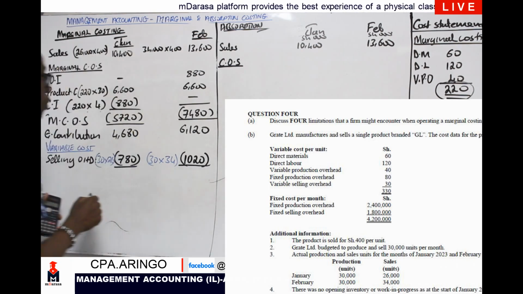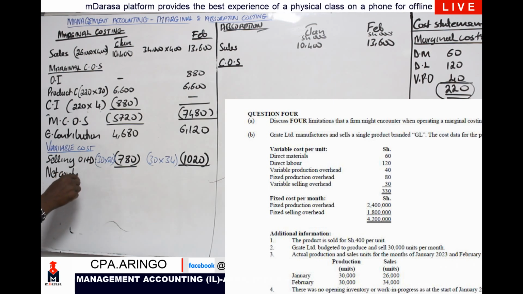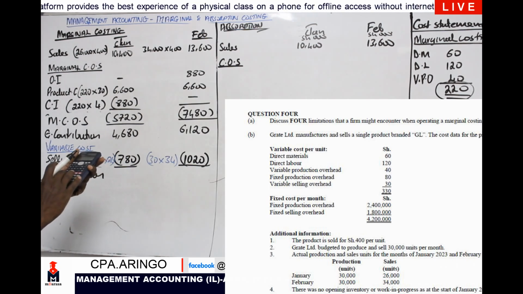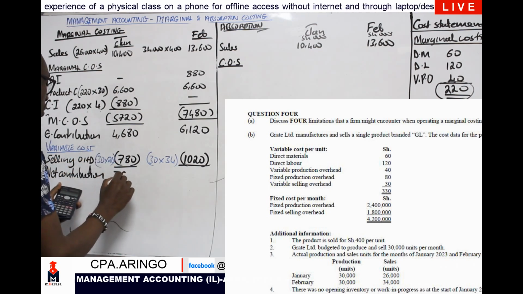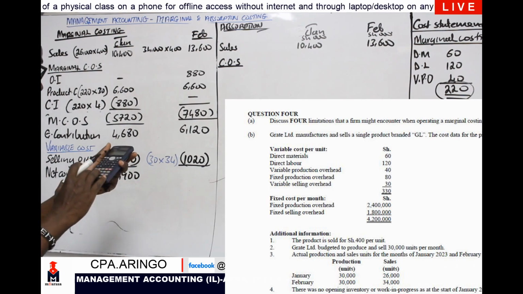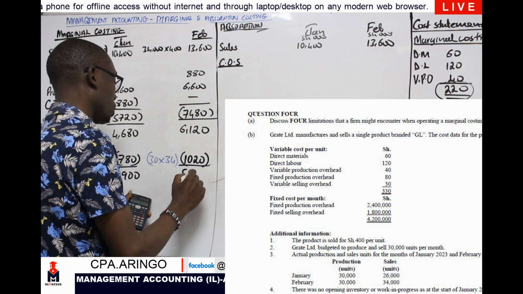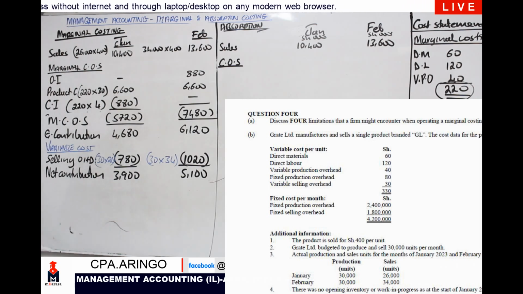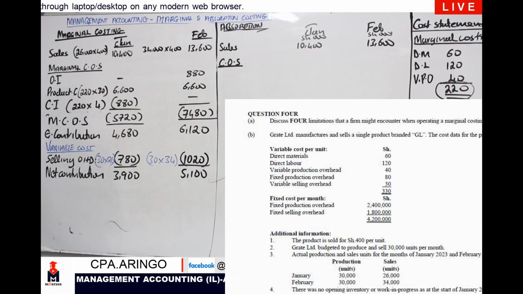So this should give us our net contribution. Therefore, I should be having 4680 minus 780, which will give me 3.9. Whereas the other one, I should be having 6120 minus 1020, which should give us 5.1. Did you have any other item, my good students? Yes, we had fixed costs. So we less our fixed costs.